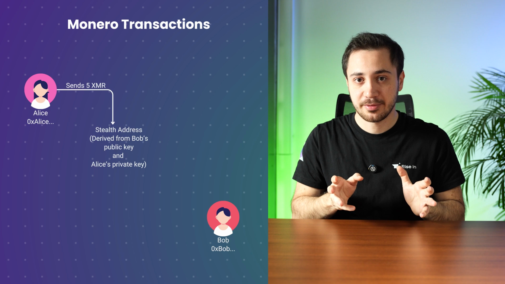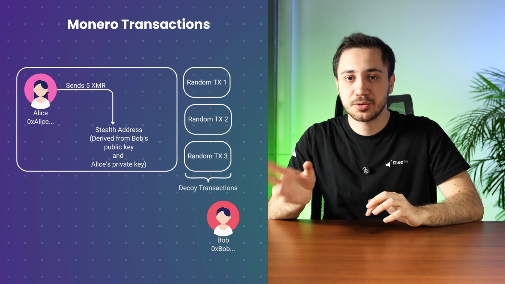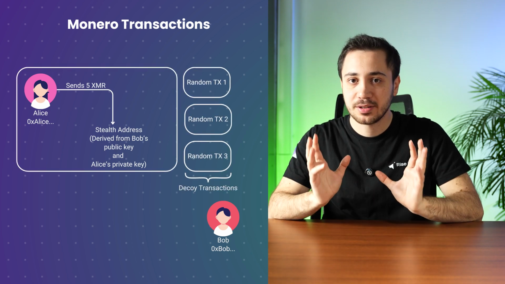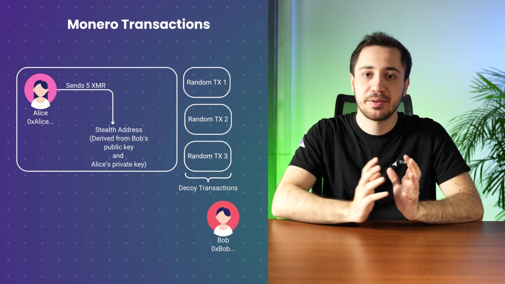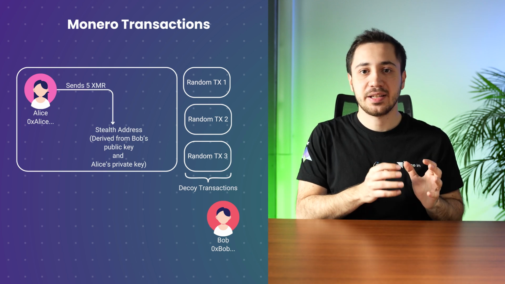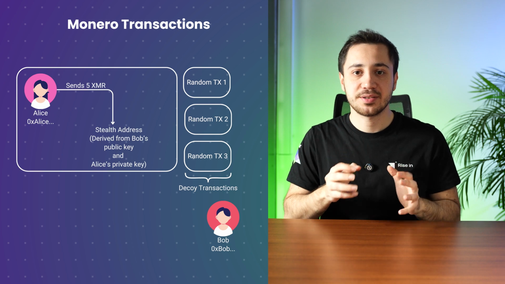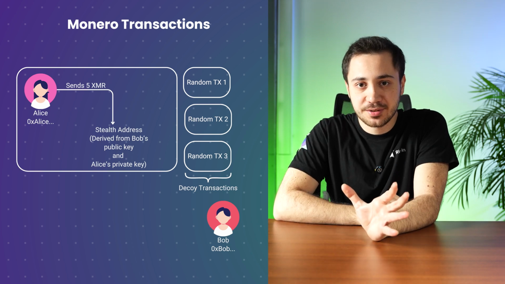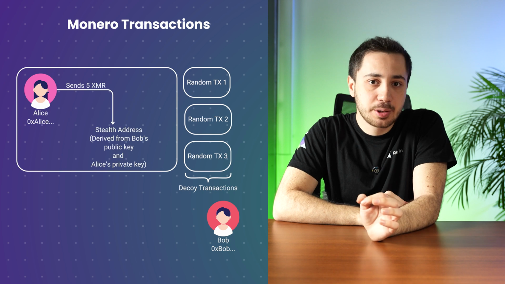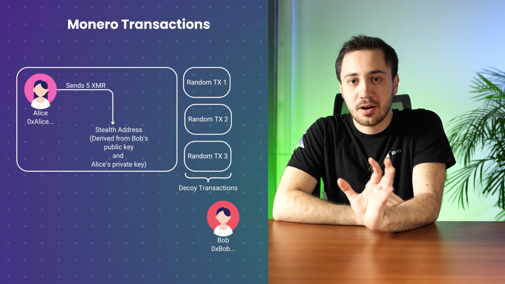address. Here's how. The transaction is grouped with other transactions on the blockchain, called decoys. These decoys are selected randomly from the previous transactions, making it impossible to determine which one is the real source of the funds. Even though Alice initiated the transaction, her address is indistinguishable from the decoys, protecting her identity.